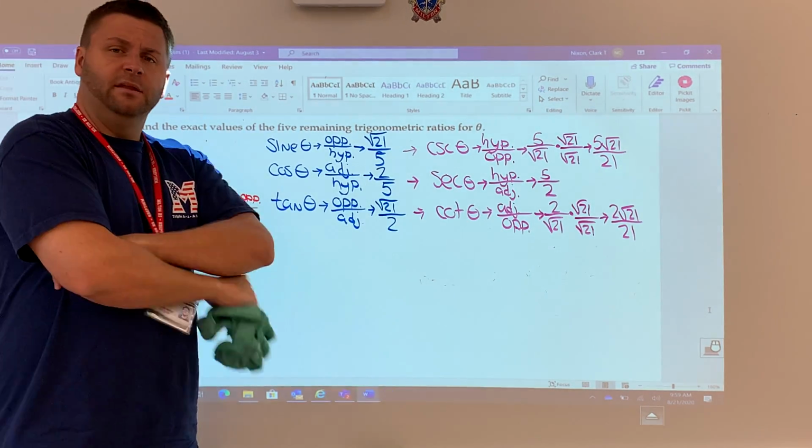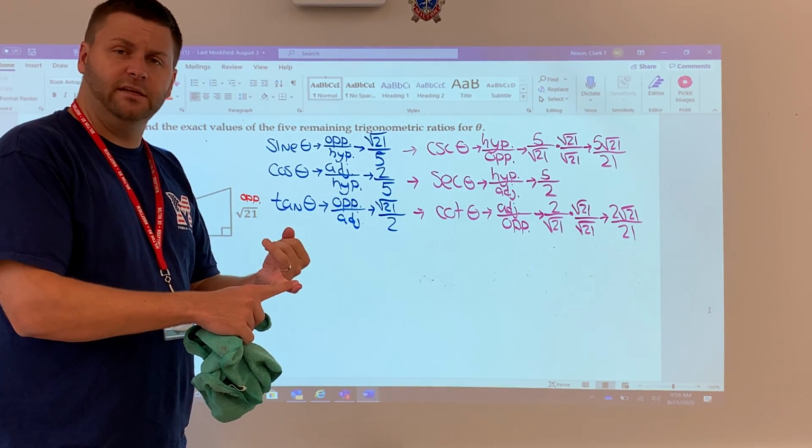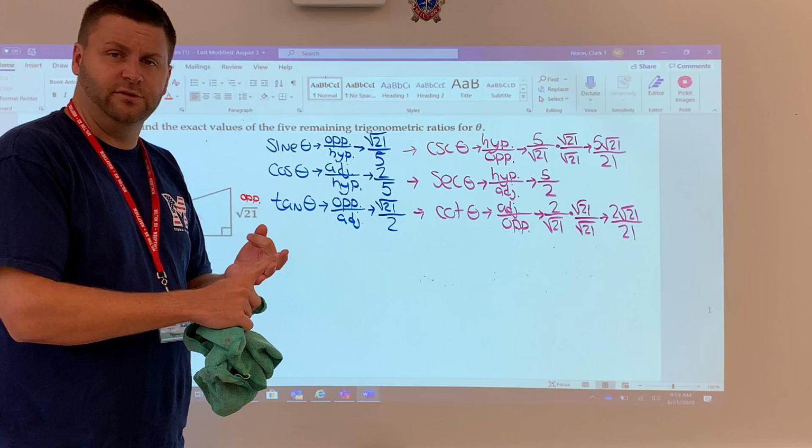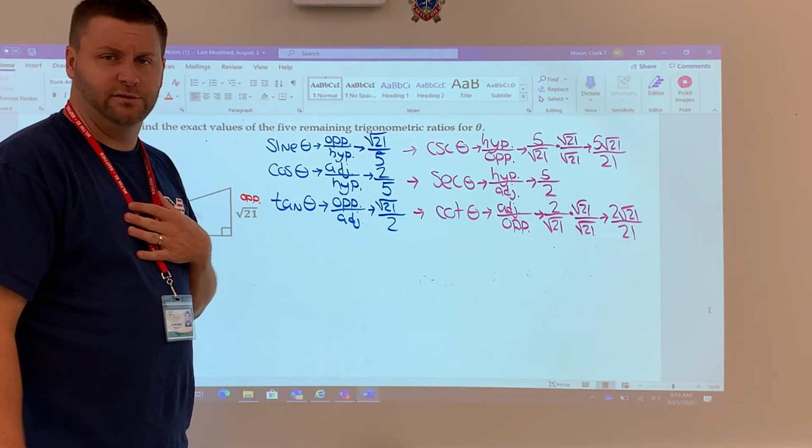So guys, that's it. The biggest thing we understood today is that we learned about cosecant, secant, and cotangent, the reciprocals of sine, cosine, and tangent, and how to find those ratios.